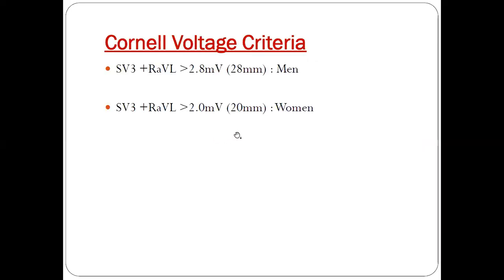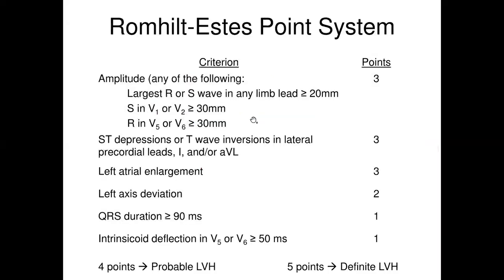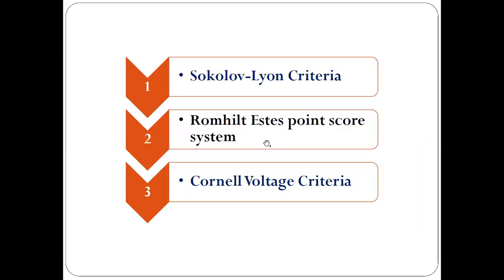So in men, if it is more than 28 mm, it fits the criteria of LVH. In females, it is more than 20 millimeters. So these are the 3 criteria: Sokolov-Lyon's criteria, Romhilt-Estes point score system, and Cornell voltage criteria.